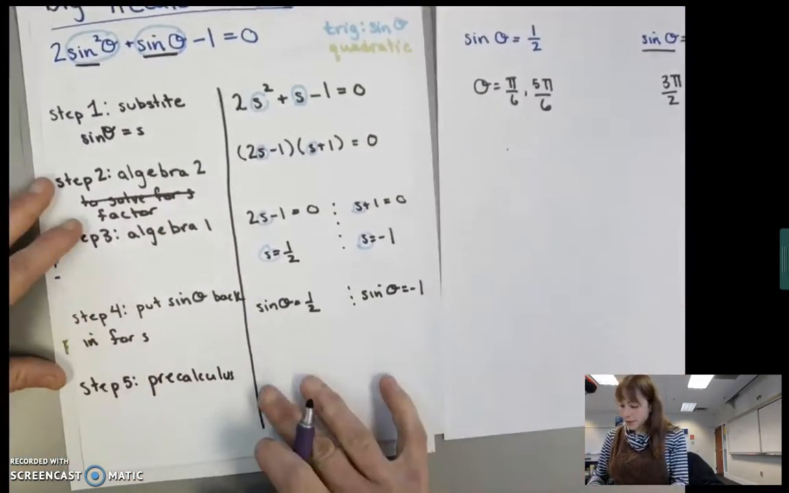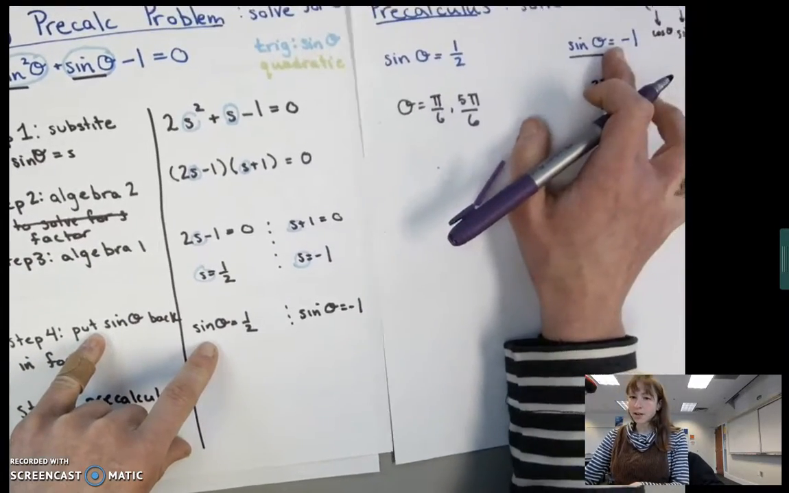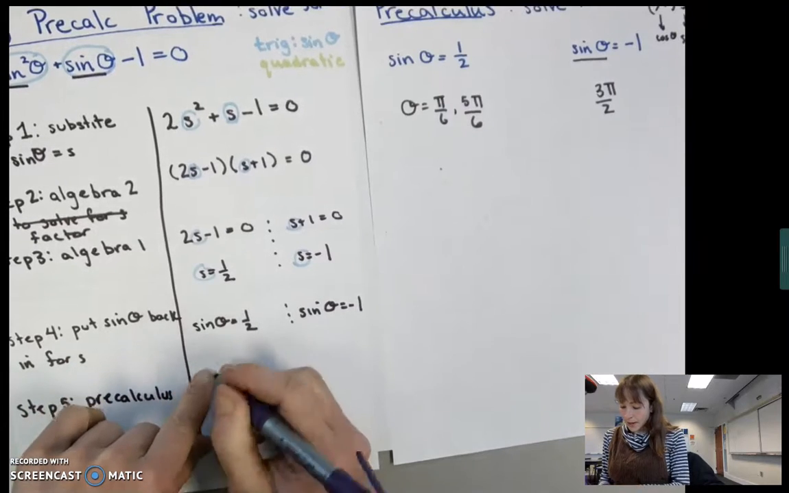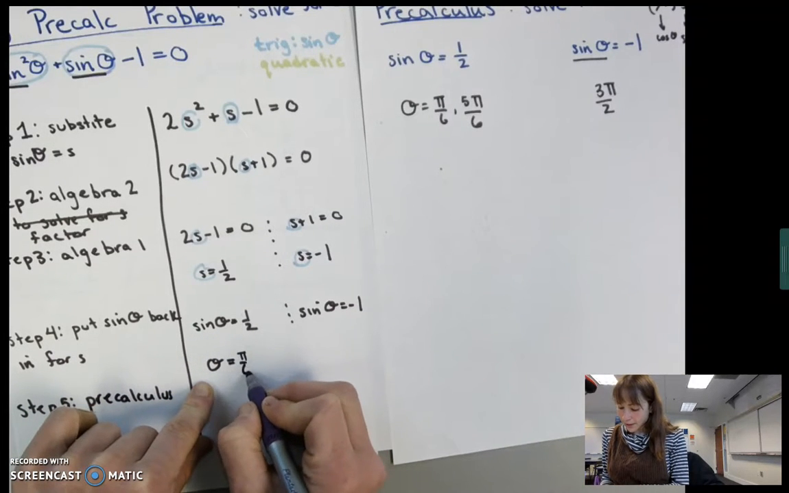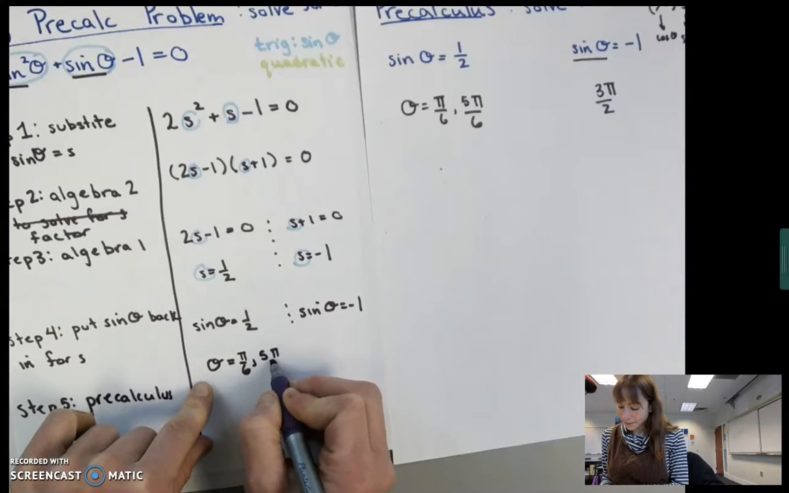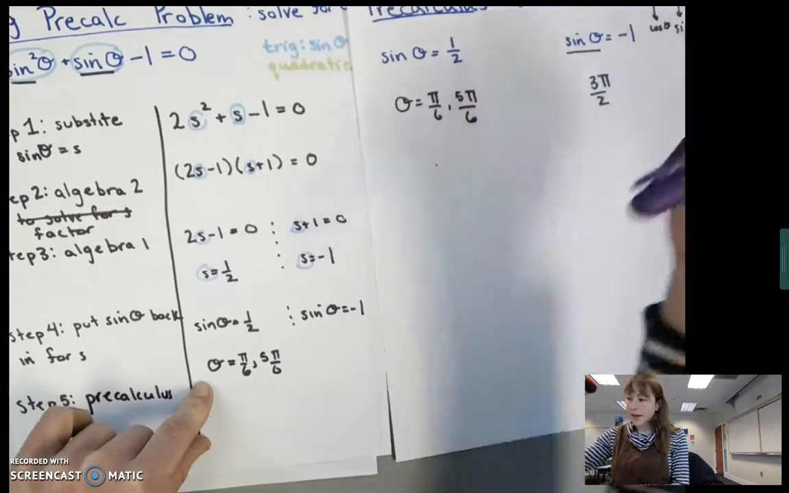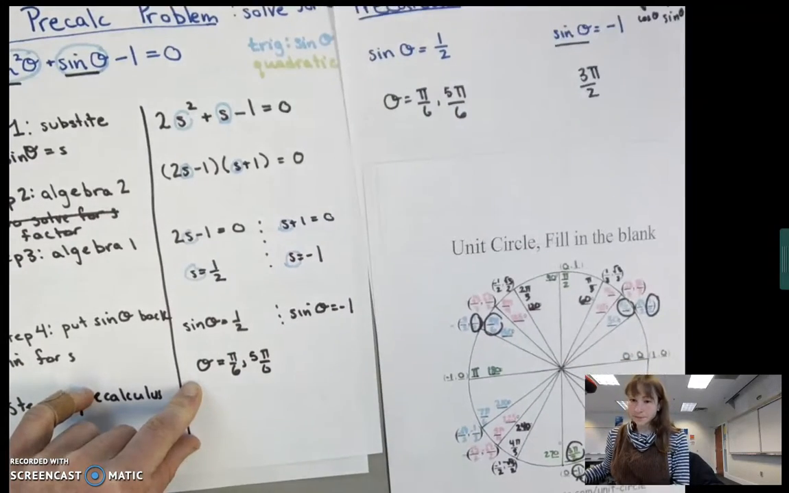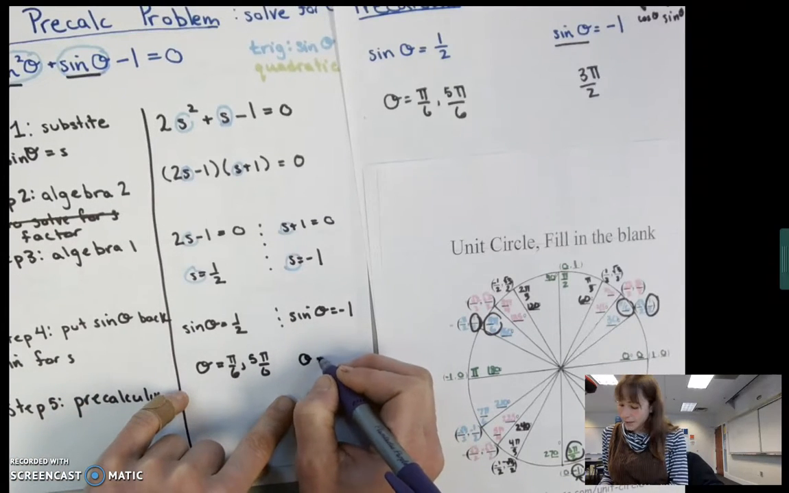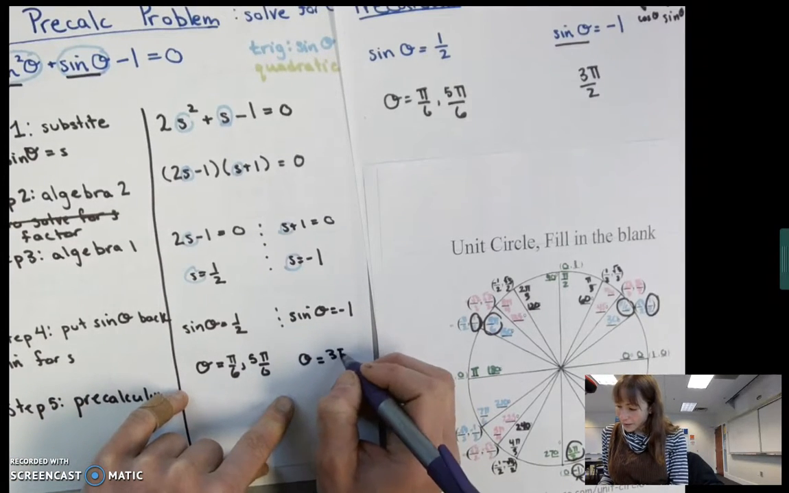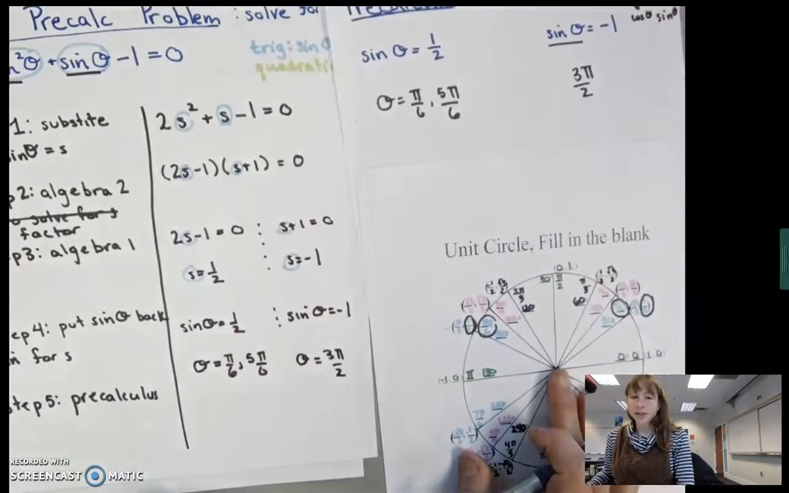The two equations that I arrived at are the two equations that I already knew how to solve. So I have that theta equals pi over 6 or 5 pi over 6 from the piece that says sine of theta equals 1/2. And we got that here by using our unit circle. And then for this piece, theta equals 3 pi over 2, which we did over here by using our unit circle.